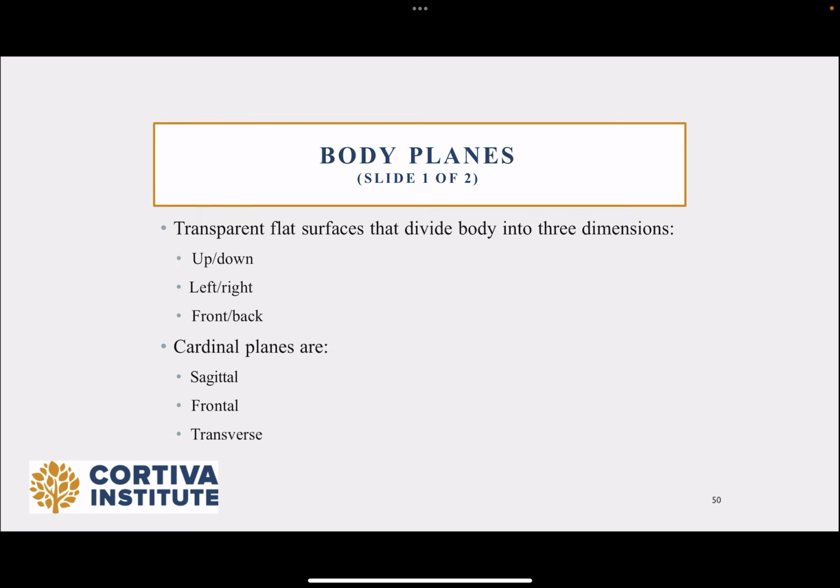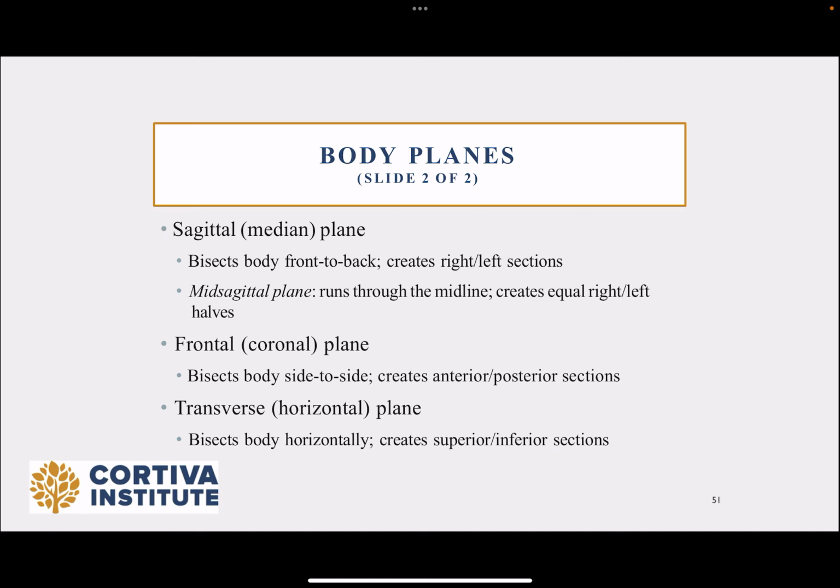Here are the body planes, right? They're transparent flat planes that are going to divide the body into 3 dimensions, right? It's going to divide the body from up and down, left and right, front and back. The cardinal planes, meaning the main ones that you need to know, are sagittal, frontal, and transverse.